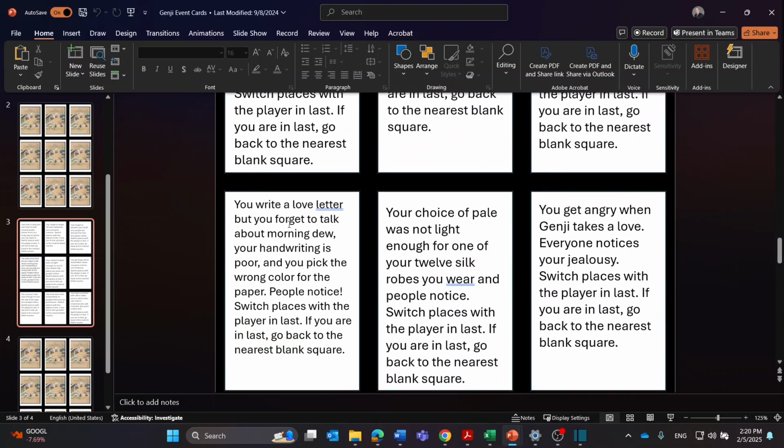You write a love letter, but you forget to talk about morning dew. Your handwriting is poor, and you pick the wrong color for the paper. People notice, switch places with the player in last. If you're in last, go back to the nearest blank space. So that's a negative one, right? And again, you learn a fact.